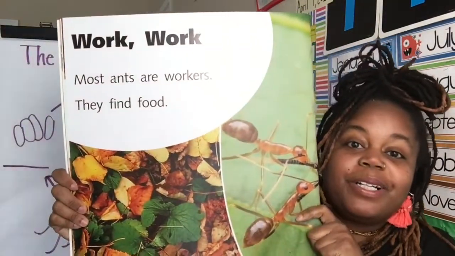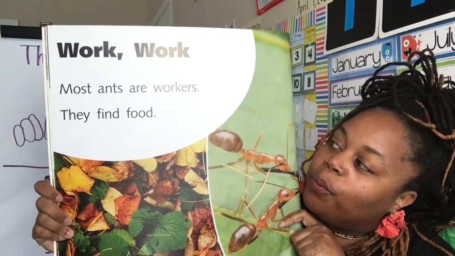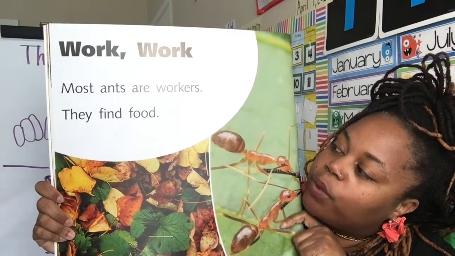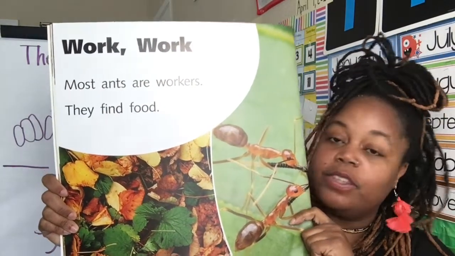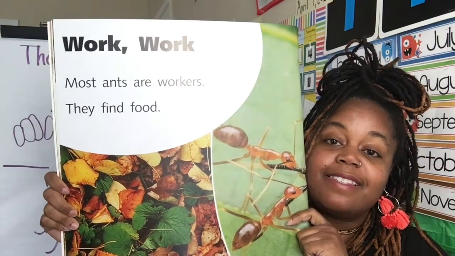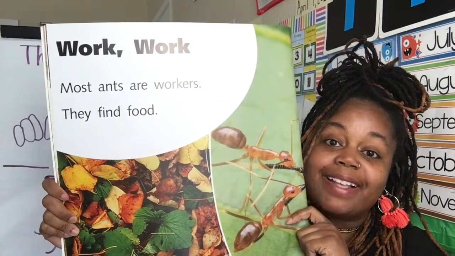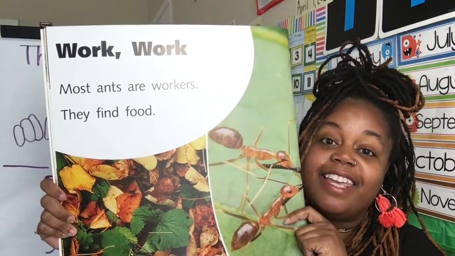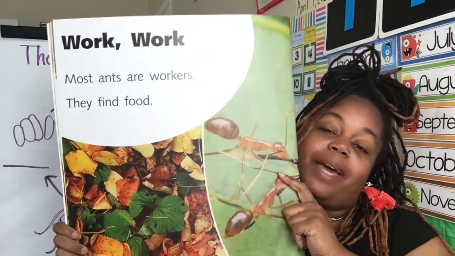Work, work, work. Most ants are workers. They go out to find food. These are the worker ants. So if you ever see a long line of ants and each of them has a little piece of food on their backs, they're carrying it to the nest, so that they can feed everybody that's in the nest.